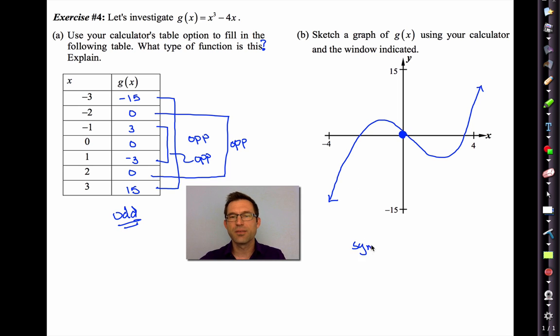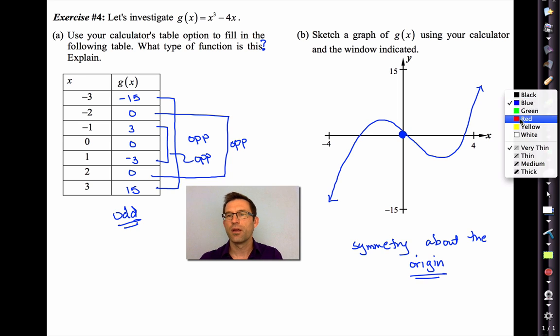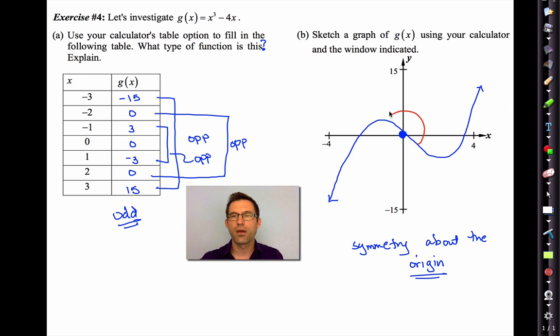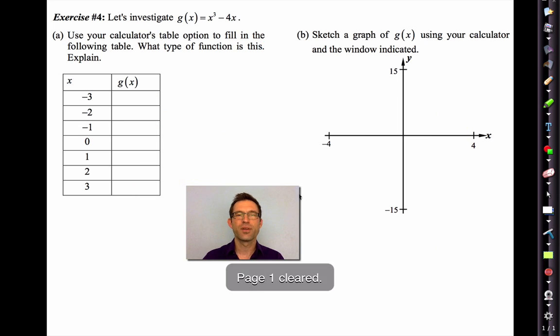And we've got that symmetry about the origin, right? So in other words, if I rotated that graph 180 degrees, right, if I went like this, it would land on itself. All right, quite cool. Quite cool. All right, pause the video now, write down anything you need to. Okay, gonna clear this all out.